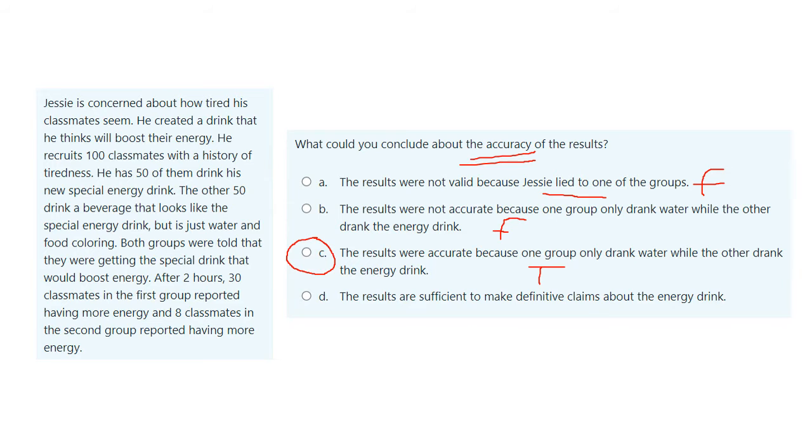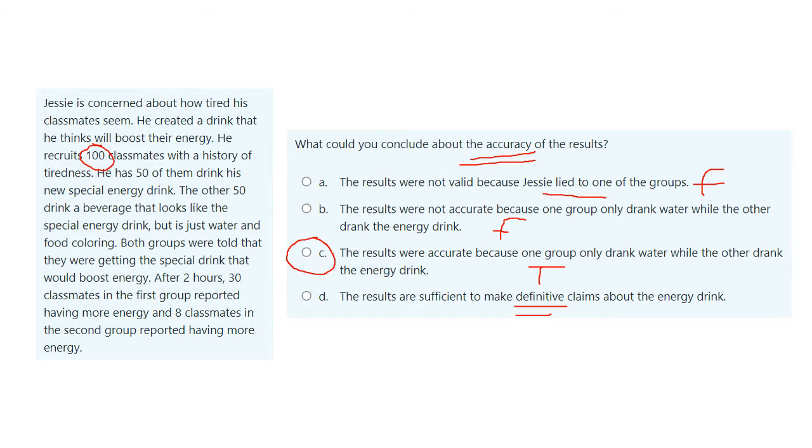D, the results are sufficient to make definitive claims about the energy drink. Definitive claims means like a law, very firm, very strong claims. Well, we only have 100 people. They only drank it one time. We don't know. It might be lucky that this happened this time. It might be different next time. It might be different at different times of day. It might be different with different people. We don't know for sure. We only know this one time. So it is not enough to make definitive claims.